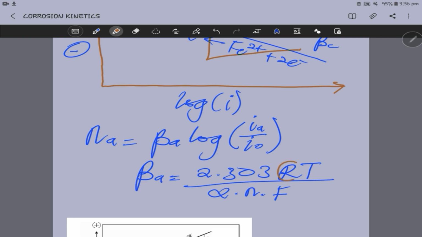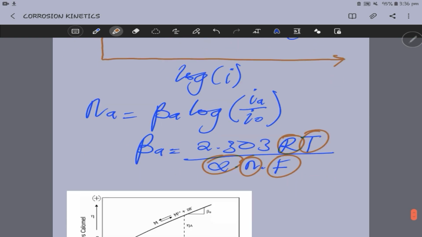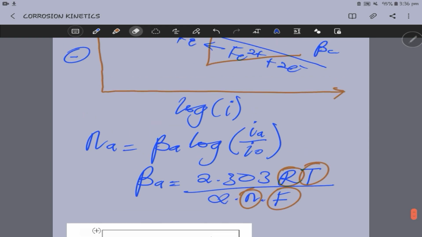R is the gas constant, T is temperature, n is the number of electrons, F is Faraday's constant, and this alpha here is just a symmetry parameter, right? Looking at this, we assume that the reaction is simple, and because the reaction is simple, this factor is saying which portion of the applied voltage is being used for the anodic reaction, and which for the cathodic reaction. In most cases, for a simple reaction, we assume this alpha to be 0.5.